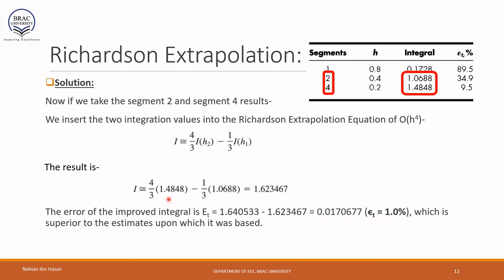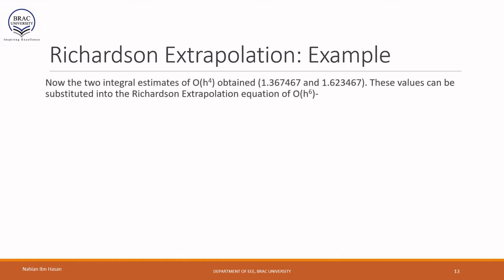In this case, the approximated result with Richardson extrapolation has an error of only 1%. But in the original cases, the errors were 35% and almost 10%. Now I have an error of only 1%, which is lower than both of those errors. So that means Richardson extrapolation is providing a better approximated result for the integral value.